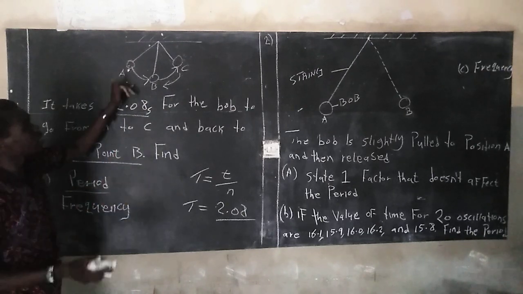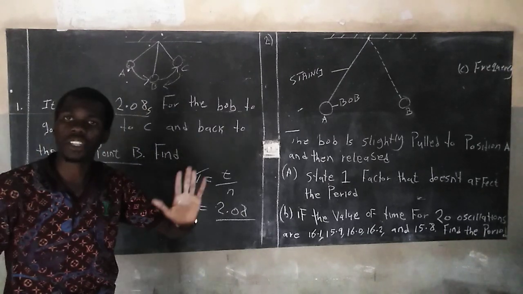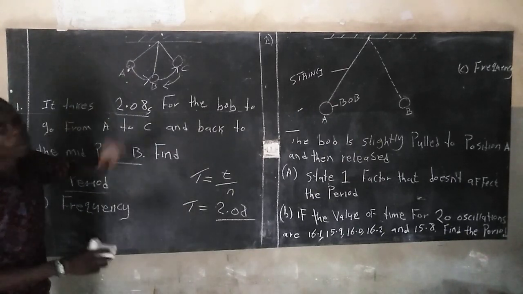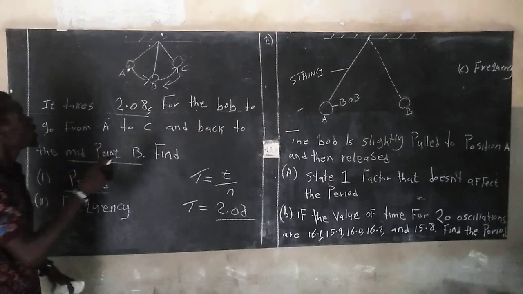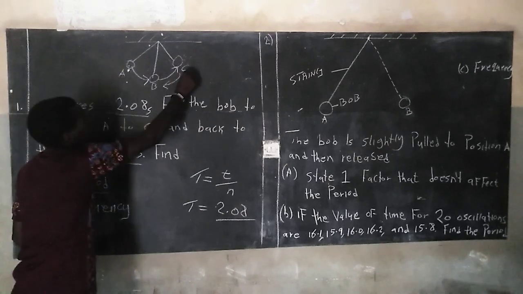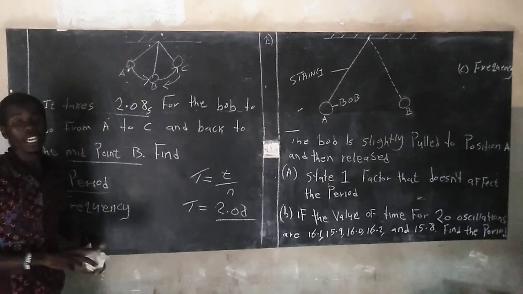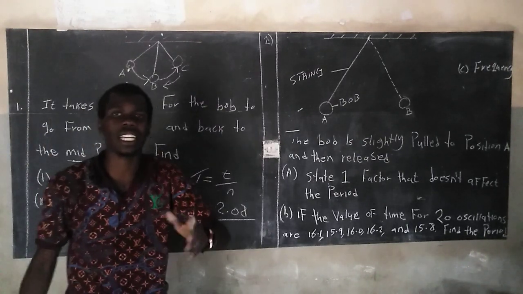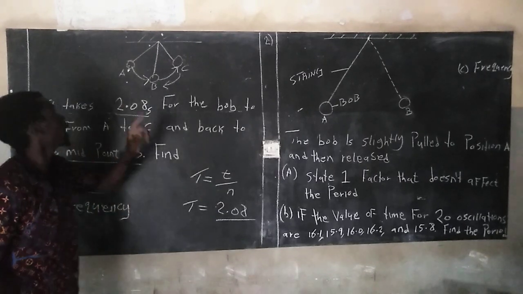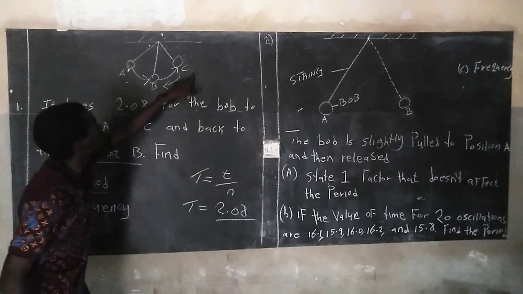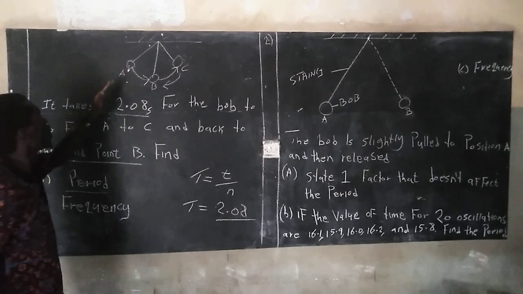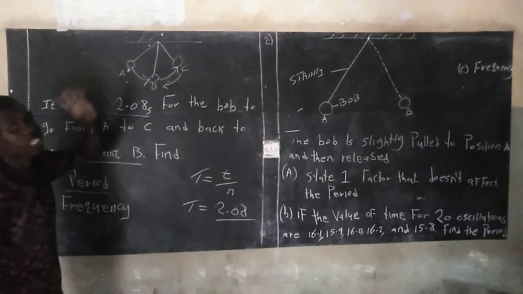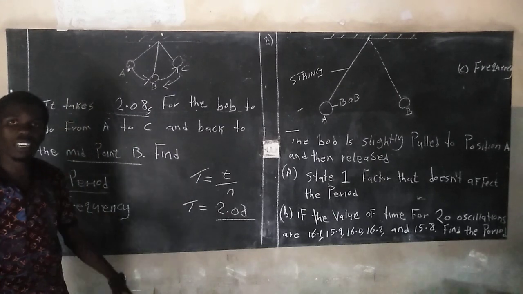Now this question is a little bit tricky. Please pay attention. Remember the way the bulb was moving? It moved from A to C and back to B. Since we now know that for one complete oscillation to be made, a bulb has to move from A to C and back to A, that's 1. A to C and back to A, that's 2. A to C and back to A, that's 3.